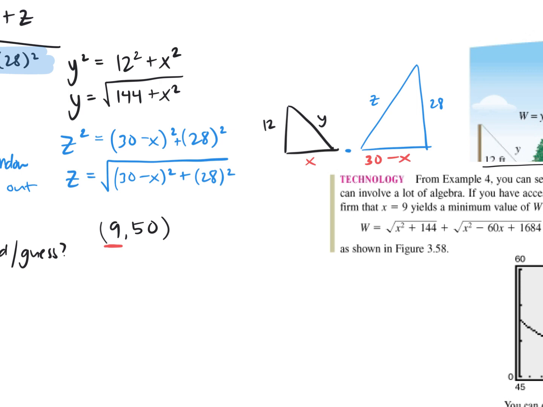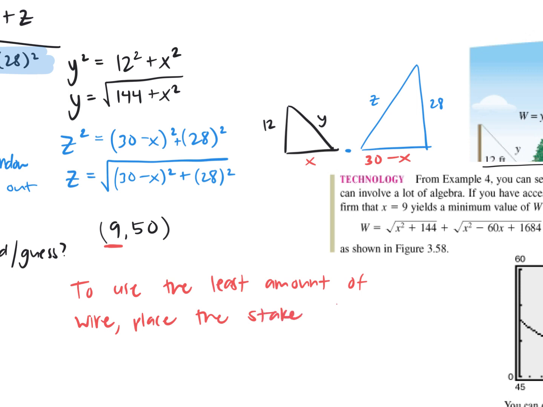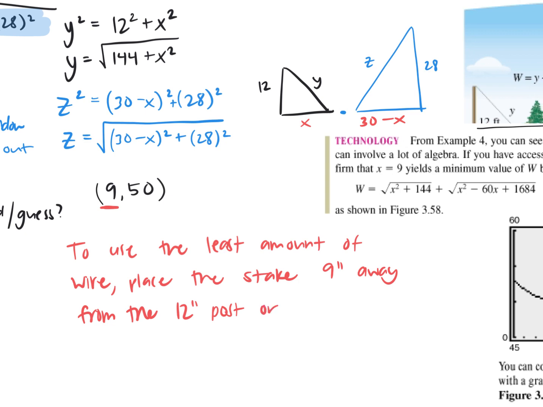So we're going to use the least amount of wire, place the stake 9 feet away from the 12-foot post. Or would it be 50 feet away from the 28-foot post? Wait, no. It would be how many feet away from the 28-foot post? Oh, yeah, 21. Or 21 inches, or sorry, feet away.